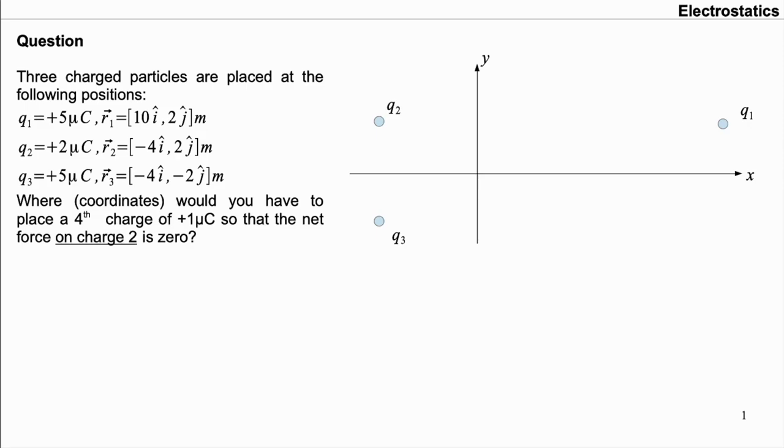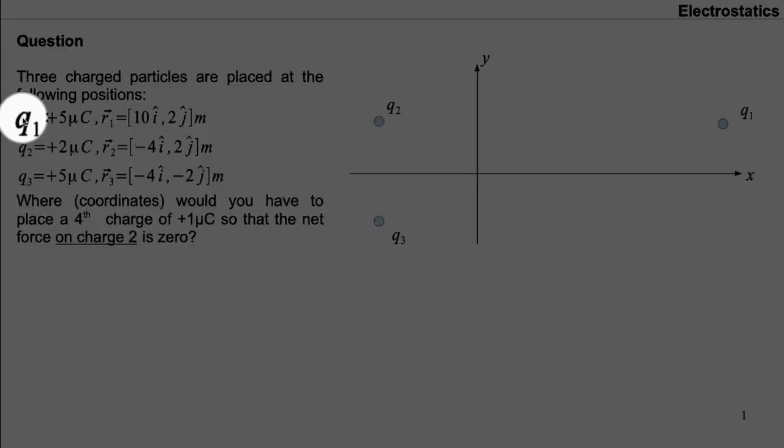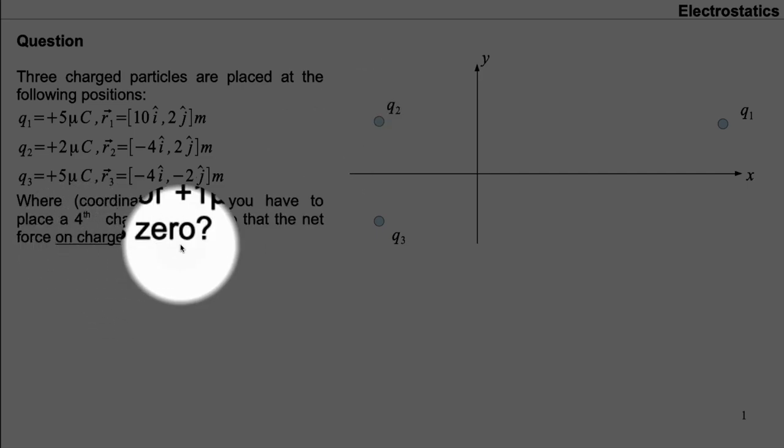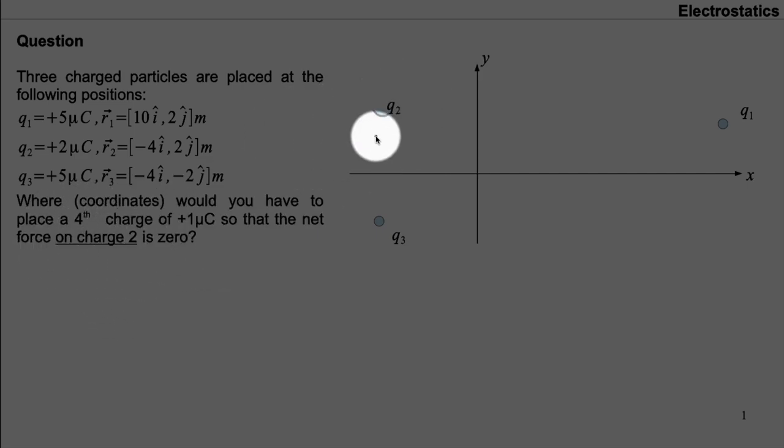Here we have a type of question that's fairly frequently asked in electrostatics, which is, we have three charged particles, could be two, could be four, any number of charged particles, and we are asked where we would have to place another one, in this case of 1 microcoulomb, so that the net force on some of these particles is zero. In this case, we're looking for the net force on Q2 to be zero.